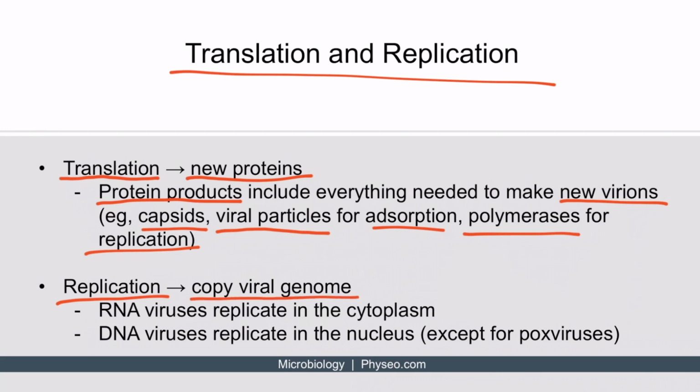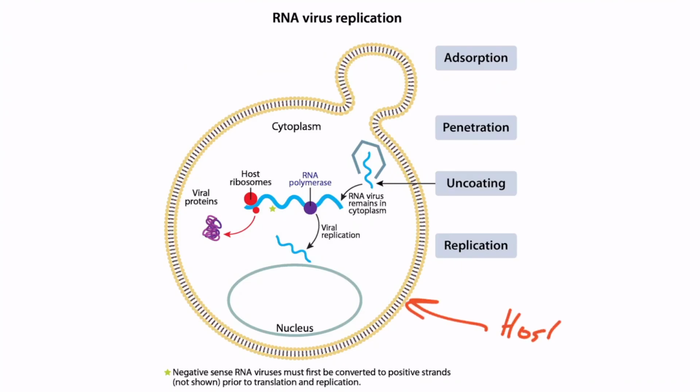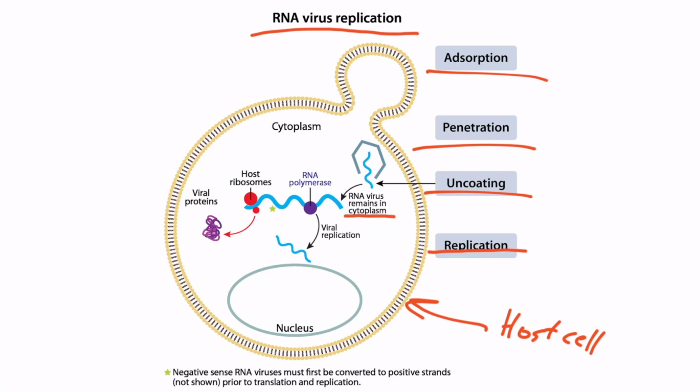For RNA viruses, this replication will happen in the cytoplasm. For DNA viruses, this replication will happen in the nucleus, except of course for poxviruses, which we discussed earlier. This diagram shows a host cell, and this shows the translation and replication for an RNA virus. There's adsorption, penetration, and uncoating, which we covered before, and then translation and replication can begin. So with uncoating, the RNA virus remains in the cytoplasm, and you can see that host cell ribosomes will translate this RNA and make viral proteins.